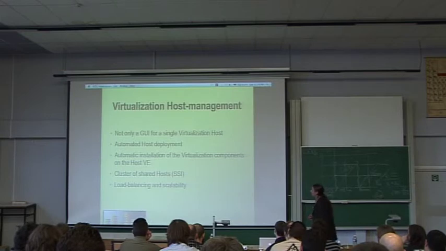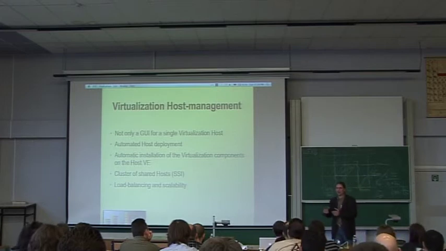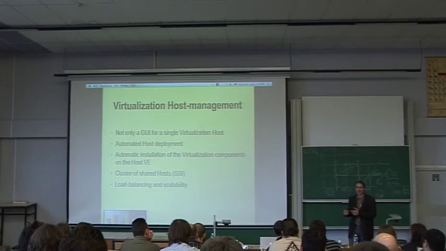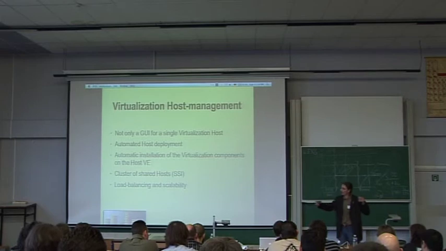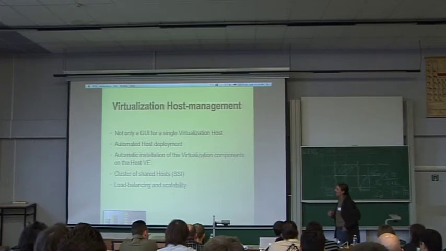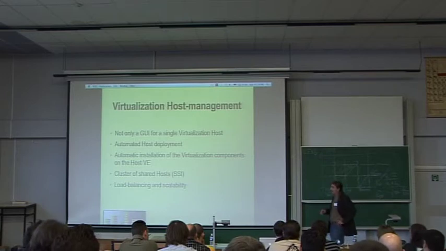So the next thing is, when it comes to virtualization, normally people start with one server or with two virtualization hosts, and then the needs from the users go up, and then I need a third one, a fifth one, and so on. With openqrm, we support out of the box clusters of shared virtualization hosts. What does that mean?